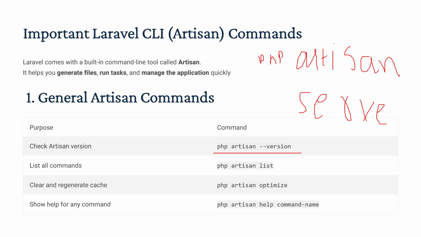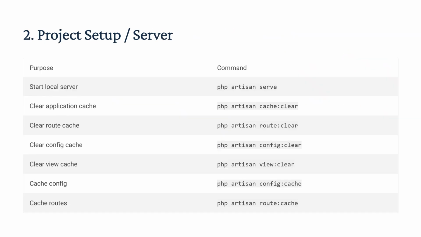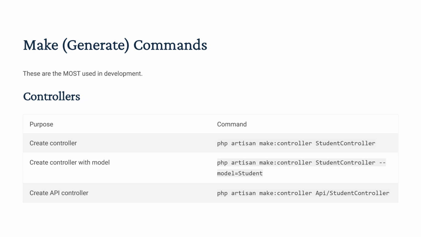Let's suppose you want help, description, or options for migration. Then you can run php artisan help migrate. Here are all the commands related to the server: removing cache, route cache, configuration cache, view cache, etc. Then make and generate commands. They are used for making a controller, model, or migration file.